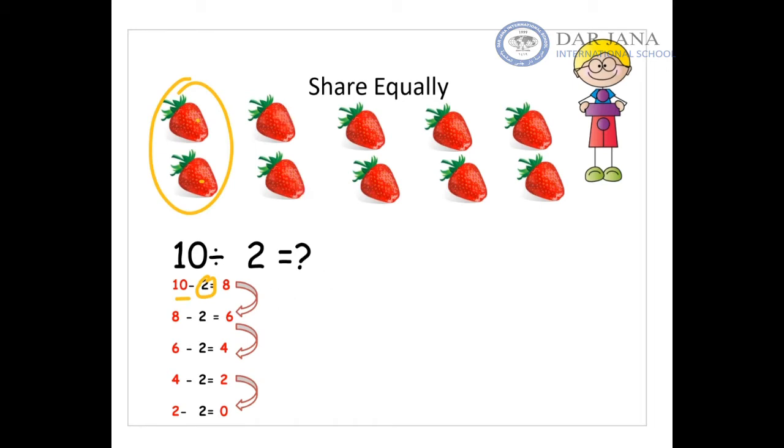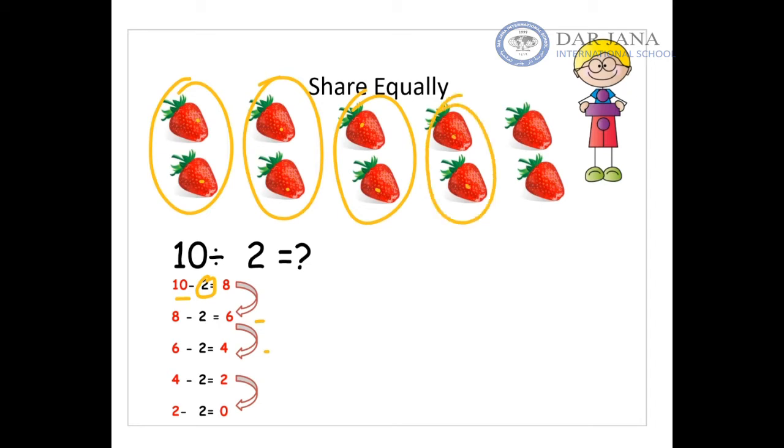1, 2, 3, 4, 5, 6, 7, 8. Still I can take away, so I repeated the subtraction again. 1, 2, I put them. I'm left with 6 now. So I took another 2. I'm left with 4. I subtracted another 2 strawberries. I'm left with 2. And here are my last 2 strawberries. So I reached 0.